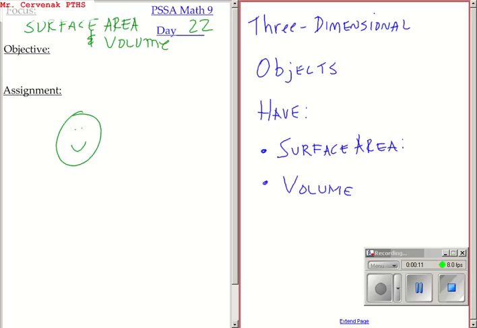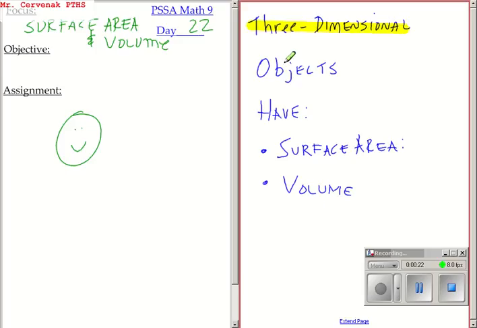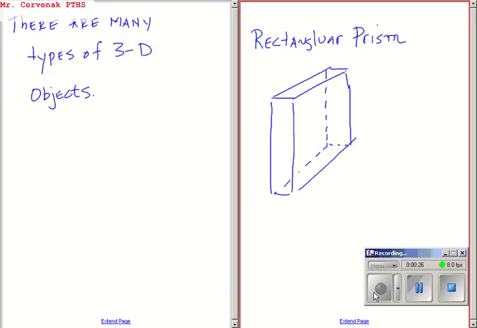The first key point we want to talk about today is, unlike two-dimensional objects, such as figures in the plane like polygons, three-dimensional objects have surface area and volume. We know there are many different types of three-dimensional objects. Every three-dimensional object has surface area and volume.